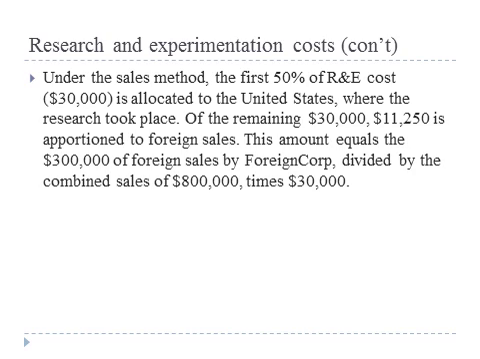Under the sales method, the first 50% of research and experimentation costs, or $30,000, is allocated to the United States, where the research took place. Of the remaining $30,000, $11,250 is apportioned to foreign sales. This amount equals the $300,000 of foreign sales by Foreign Corp. divided by combined sales of $800,000 times $30,000.